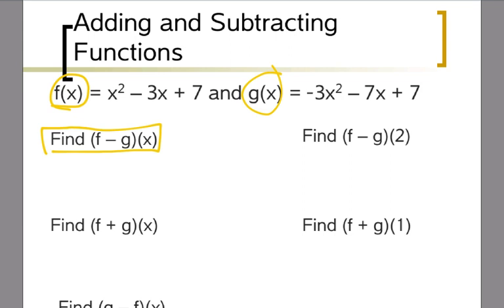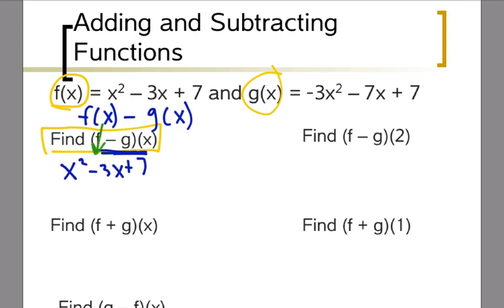So what we do when it says find f minus g of x, it means basically just take the f of x equation and subtract the g of x equation, and then combine like terms. Okay, we already did that on the last lesson. So I take my x squared minus 3x plus 7, which is my f of x equation, and I subtract my g of x equation.